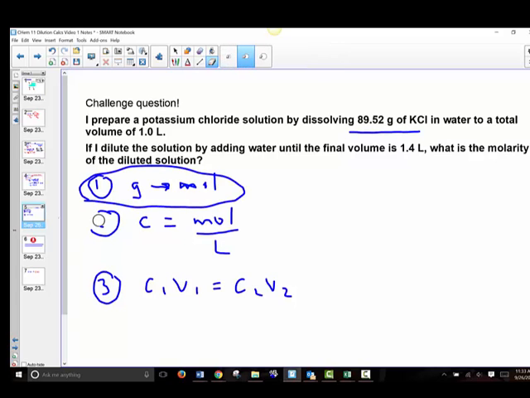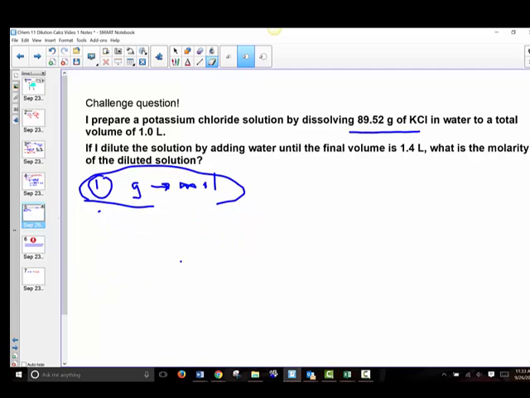Now, when we're going back a little bit because we did conversions from grams to moles earlier on in this unit, remember that when you're starting with grams and you need to get to moles, you're going to cross that bridge by using the molar mass or the molecular weight of potassium chloride. So you need to get out your periodic table, you need to look up potassium and look up chlorine and figure out what the molar mass of that compound is.